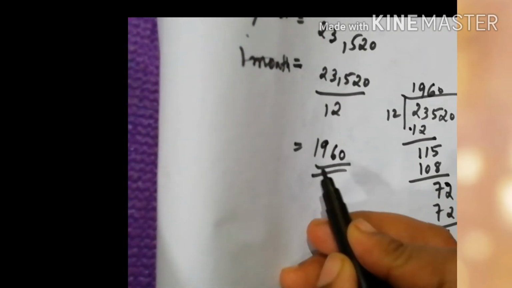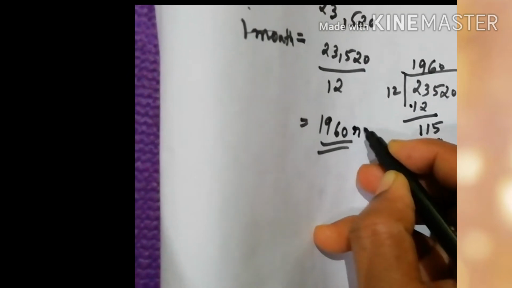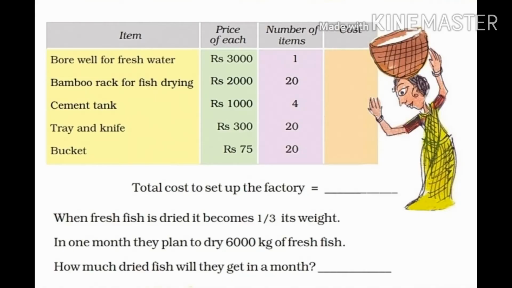So the answer is 1,960 rupees per month. Next we are given a table. In the table we are given prices of various items like borewell for fresh water, bamboo rack, cement tank, tray, knife and bucket, etc. We need to find the total cost to set up the factory. And it is also given that when fresh fish is dried, it becomes 1/3 its weight. In 1 month, they plan to dry 6,000 kg of fish. How much dried fish will they get in a month?